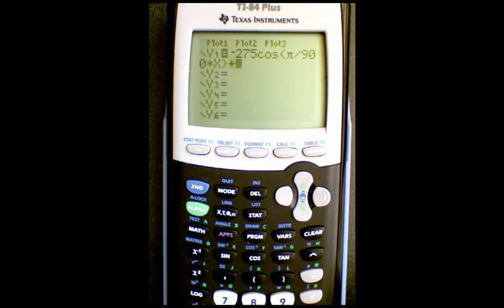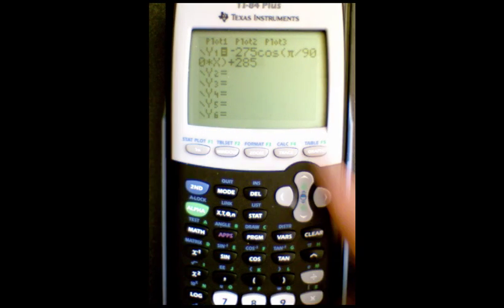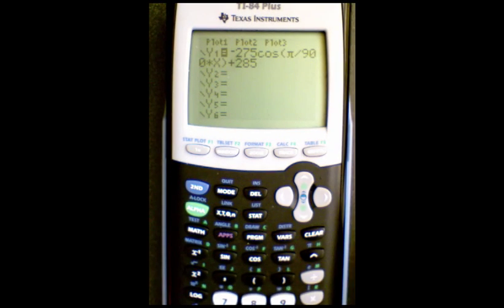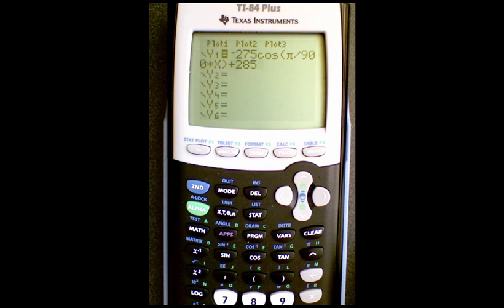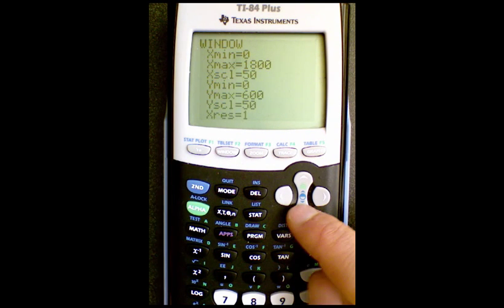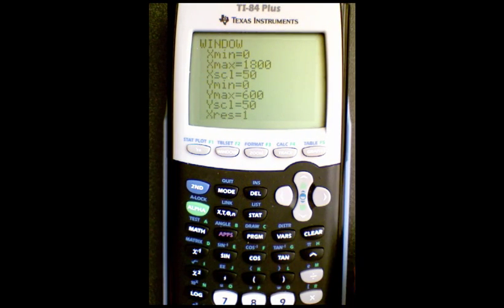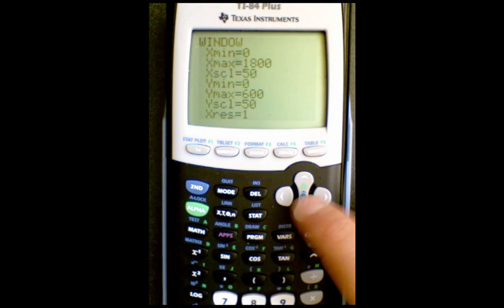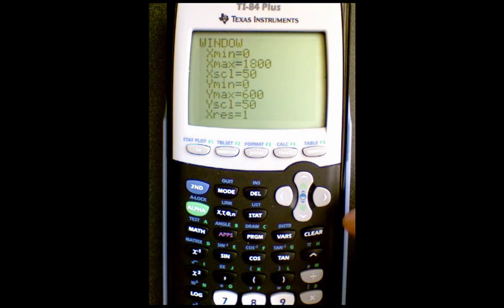Close those brackets off and add 285, and then we should go into our window settings. Don't just hit graph. Go into the window settings and think about what the windows are. In the X direction, we really want to make sure that we're going from 0 to 1800, and I've already entered that in with a scale of maybe 50 or 100. That's how often to put a little tick mark along the axes.